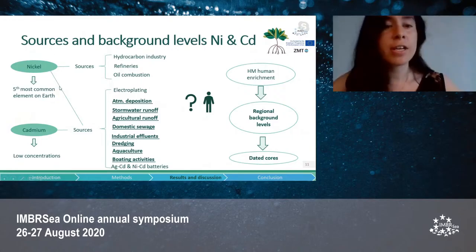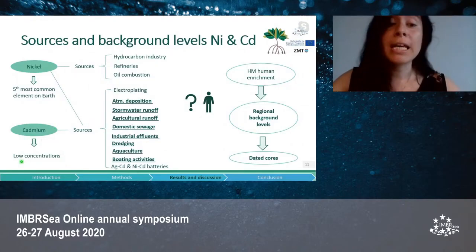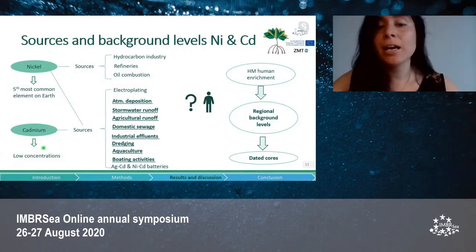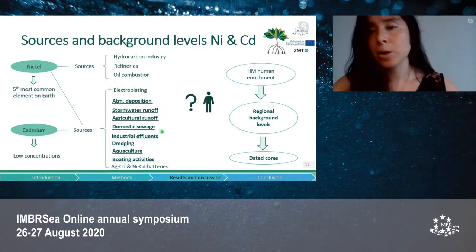Another thing I want to emphasize is the sources. In the case of nickel, the fifth most common element on Earth, sources related to anthropogenic enrichment are associated with the hydrocarbon industry, refineries, and oil combustion. Cadmium is normally found in nature at low concentrations, and high concentrations are associated with anthropogenic enrichment. It shares common sources with nickel, such as electroplating, atmospheric deposition, agricultural runoff, domestic sewage, industrial effluents, dredging, aquaculture, and cadmium and nickel batteries. These are also common sources for lead, zinc, and copper.